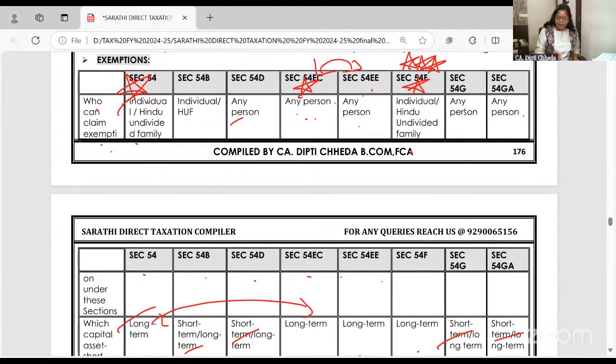Who can claim the exemptions? Individual and HUF: 54, sell the house, buy the house. 54B, sell agricultural land. 54F, sell anything and buy the house. Only these three are for individuals and HUF: 54, 54B and 54F. Rest all are for any person.